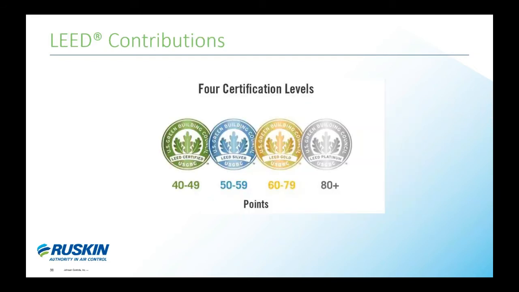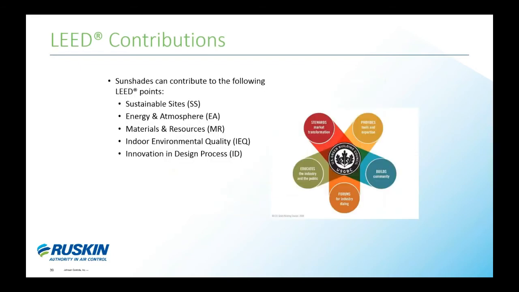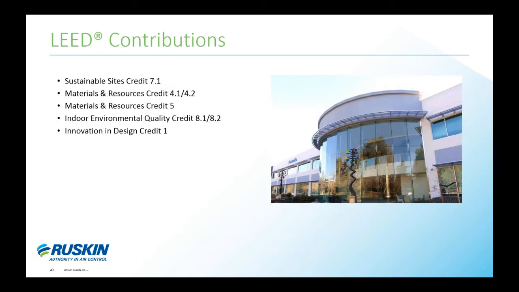Next, we'll be going over LEED credits for sunshades and shading. Right here we have pretty much the main things that we cover. Sunshades can contribute to the following LEED points: sustainable sites, energy and atmosphere, materials and resources, indoor environmental quality, and innovation in design processes. The sustainable sites credit is going to be credit 7.1, and this attempts to reduce the placement of black asphalt and other constructed surfaces that create a heat island effect in urban areas as compared to rural areas with less constructed surfaces.